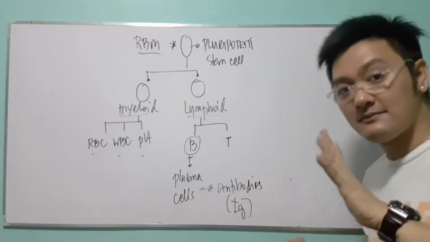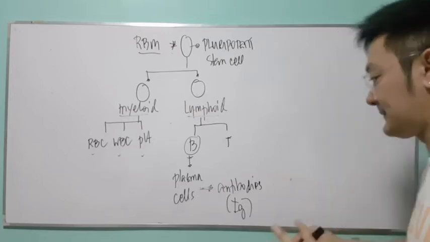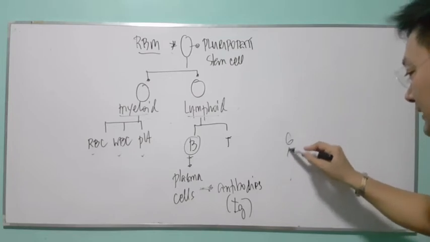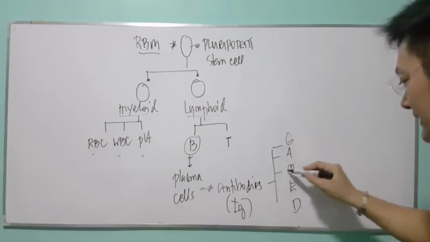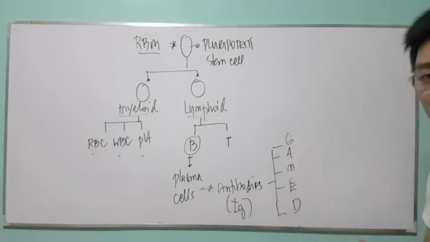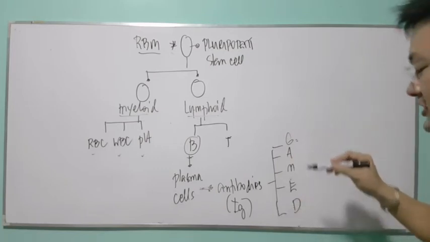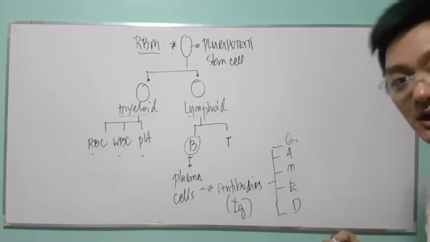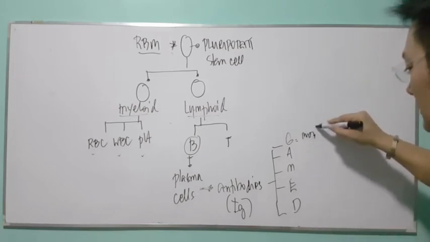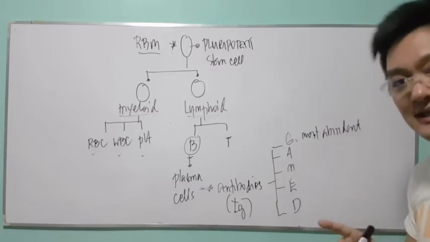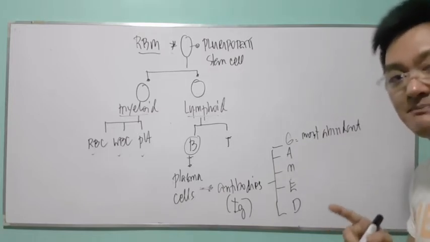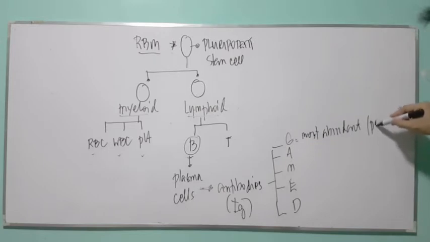There are actually 5 major immunoglobulins or antibodies. Now what are these? You have your gamete. Can you still remember? I hope so. So these are your 5 antibodies or 5 immunoglobulins. Your immunoglobulin G is the most abundant immunoglobulin. Okay? So this is the most abundant. And mind you, immunoglobulin G is the only immunoglobulin that can pass the placenta. Okay? It can pass the placenta.